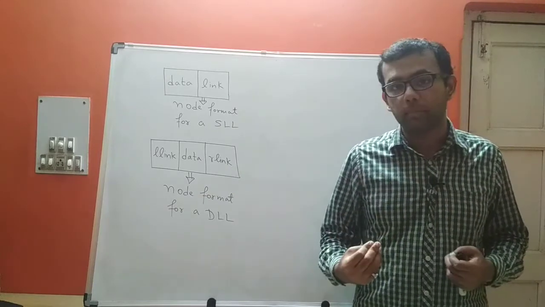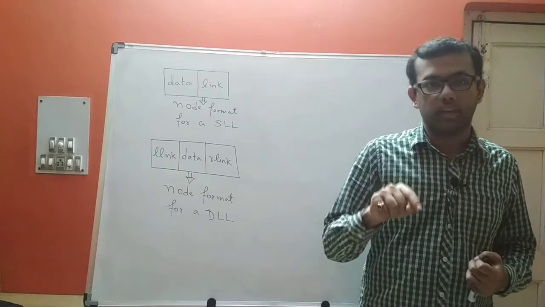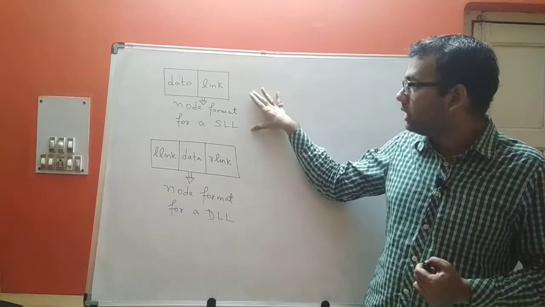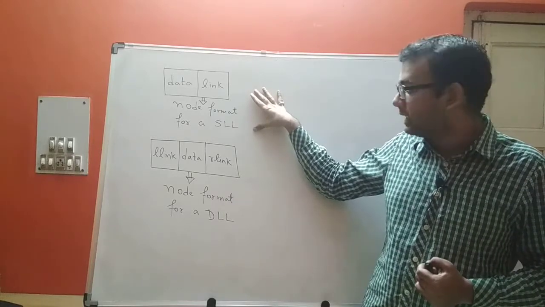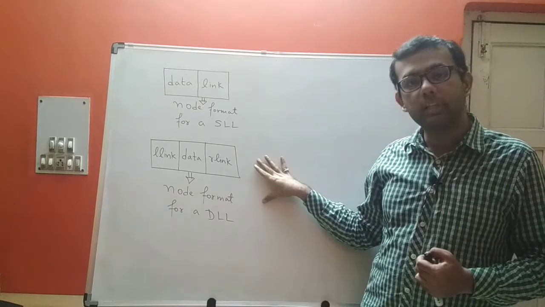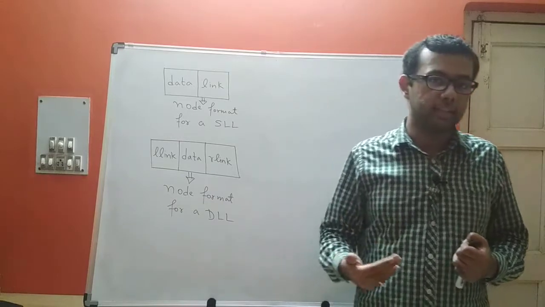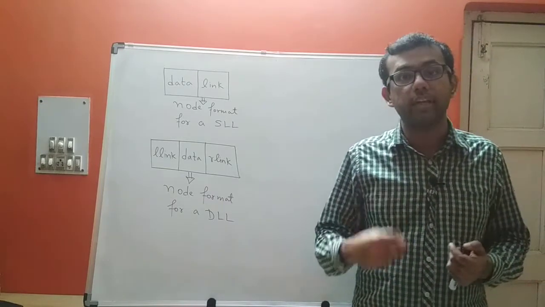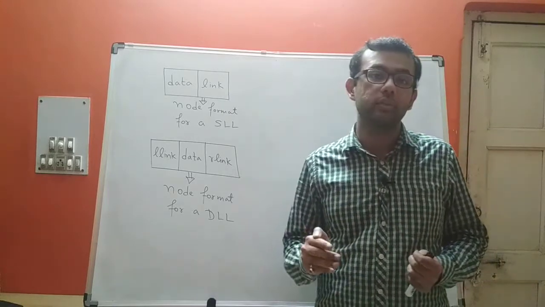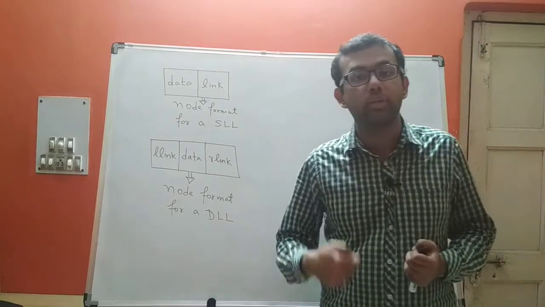Now, how do I come up with a data type of my own in C programming? I use structures. So what I need to do is, I need to define a structure for the node format of a single linked list. I also need to define a structure for the node format of a doubly linked list according to my application. So if I have been given a program on single linked list, I need to first define the node format. If I have been given a program on doubly linked list, then I first need to define the node format for a doubly linked list. Only then can I go on to create a node.